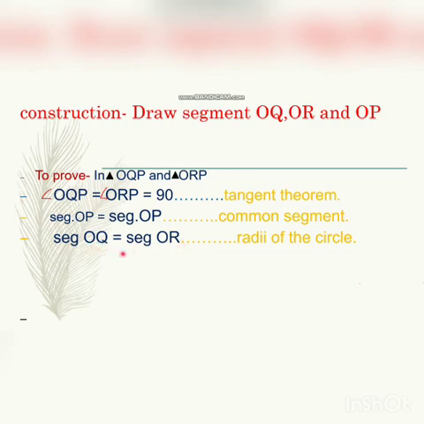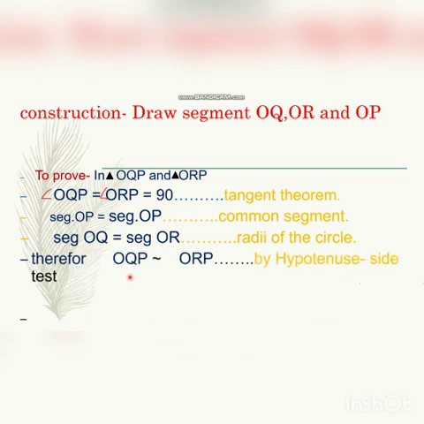Both are radii, so they are equal. Hypotenuse and one side both are equal. So you can say triangle OQP and triangle ORP both are congruent. So write down here: therefore, triangle OQP is congruent to triangle ORP.